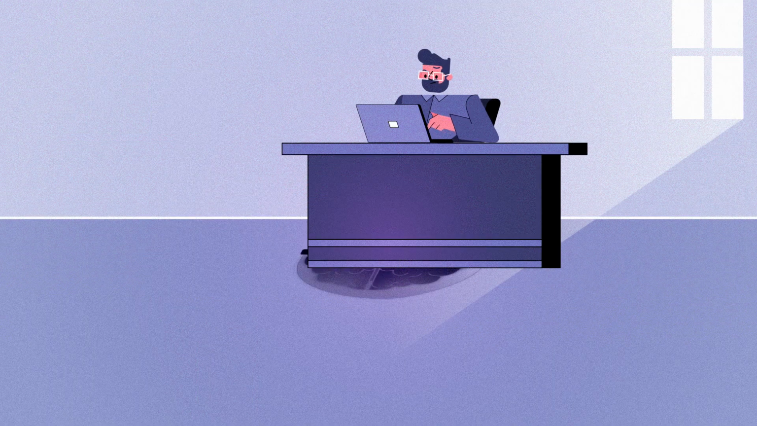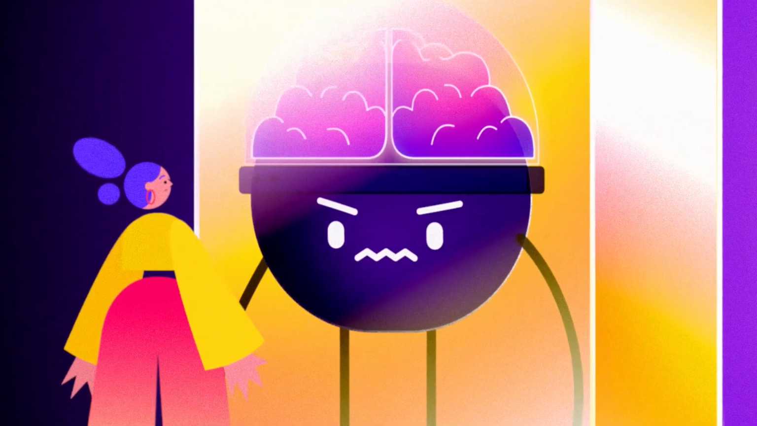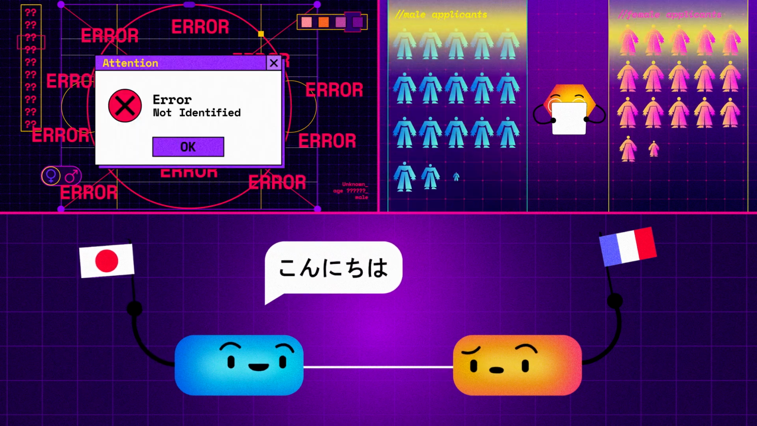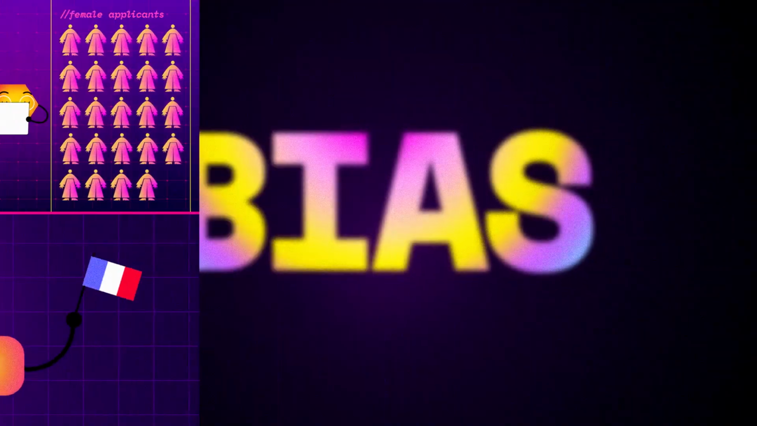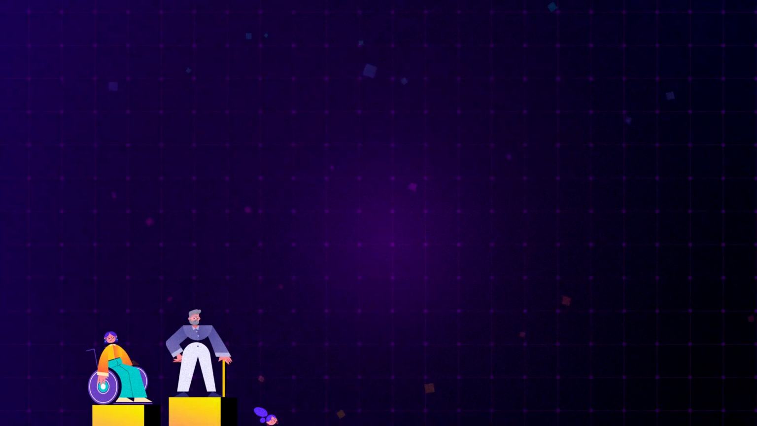AI is an extension of the people who create it and the biases they have. It can reflect human biases, as has sometimes occurred with facial recognition technology, hiring, and language translation software. But the underlying source of bias is us, not the AI algorithms.